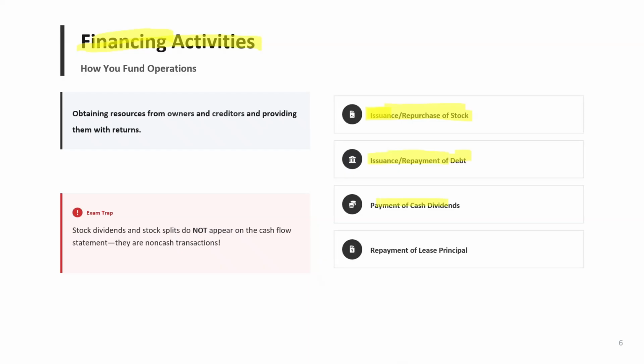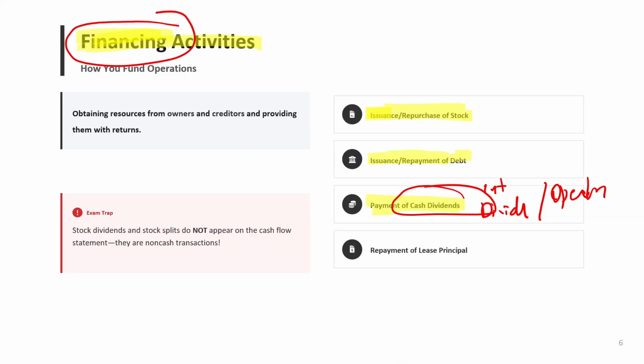If they are paying cash dividends, it goes to financing activities. Receiving interest and dividends goes to operating. Payment of interest also goes to operating, but payment of cash dividends goes to financing. They usually give you a balance sheet or balance sheet items. You can look at the equity section to see the values on the questions. And one other example here is the repayment of lease principal also goes to financing activities.